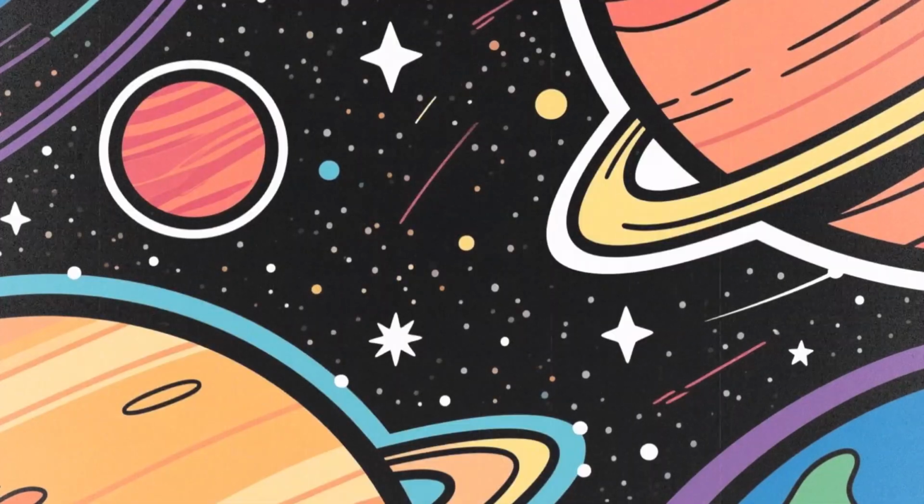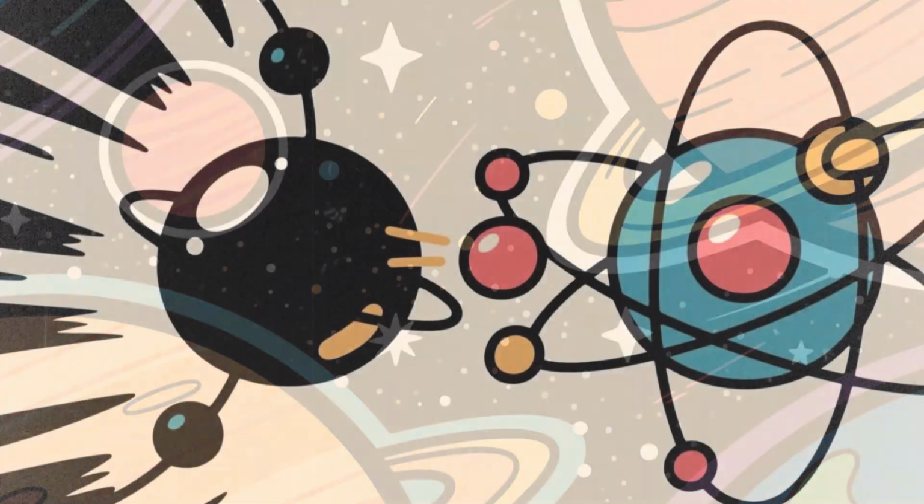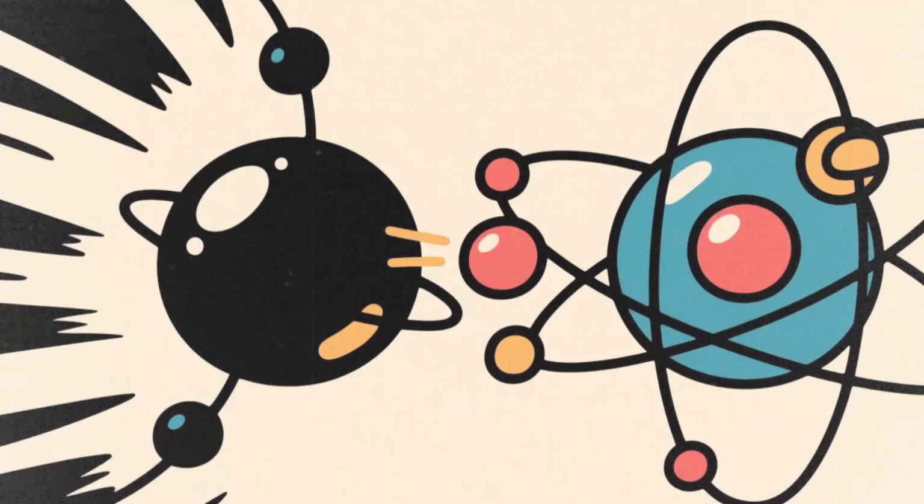There are several candidates for what dark matter might be. The leading candidate for many years has been something called weakly interacting massive particles, or WIMPs. These are hypothetical particles that have masses somewhere between 10 and 1,000 times the mass of a proton and interact only through gravity and the weak nuclear force. Despite decades of searching with increasingly sensitive detectors, we haven't found them yet.